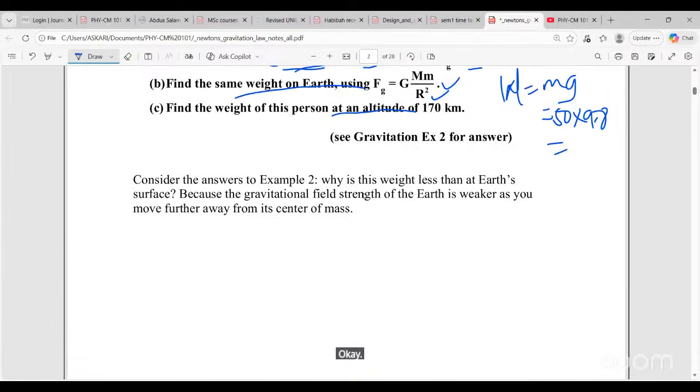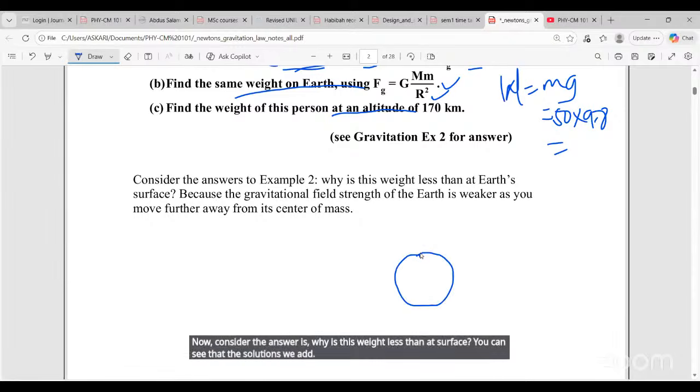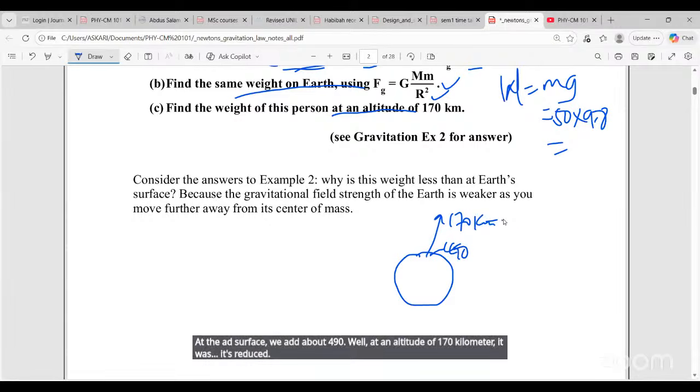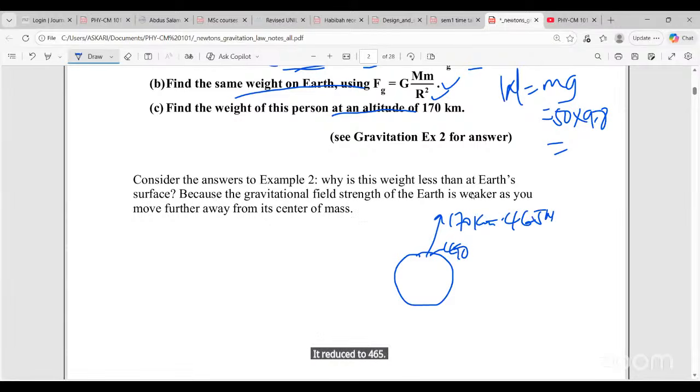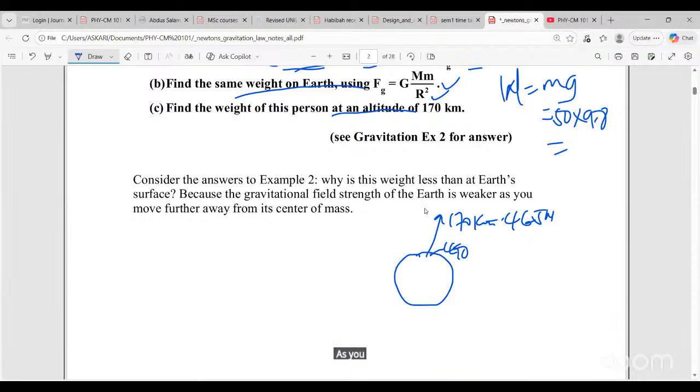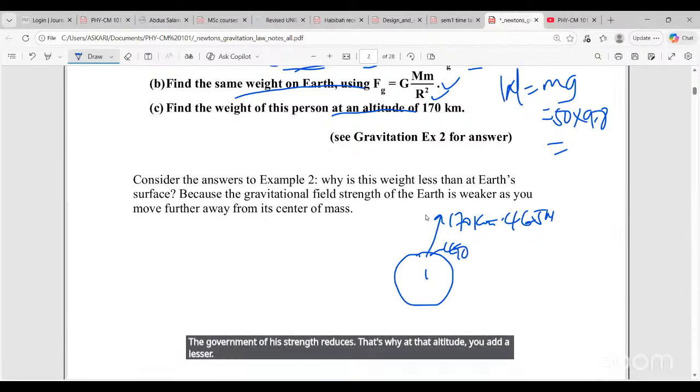Now consider the answers. Why is this weight less than at Earth's surface? You can see that at the Earth's surface, we had about 490. But at an altitude of 170 kilometers, it reduced to 465. So why is this weight less? Because the gravitational field strength is weaker as you move further away from the Earth's center. So as you are moving away from the Earth, the gravitational field strength reduces. That's why at that altitude, you have a lesser value.